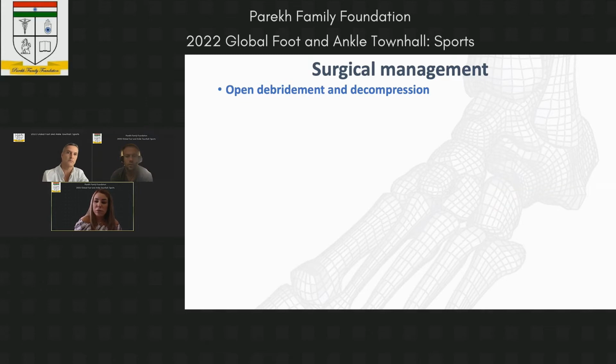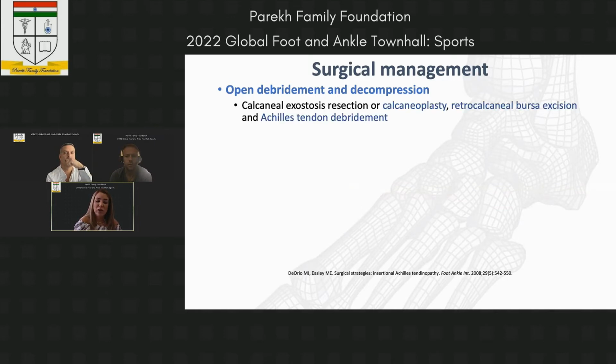Surgical treatment is indicated when we have a failure of conservative treatment after 3 to 6 months. So we have two options, either open or endoscopic procedures. We're going to start with the open debridement and decompression. What we usually do is a calcaneoplasty, a retrocalcaneal bursa excision, and Achilles tendon debridement.